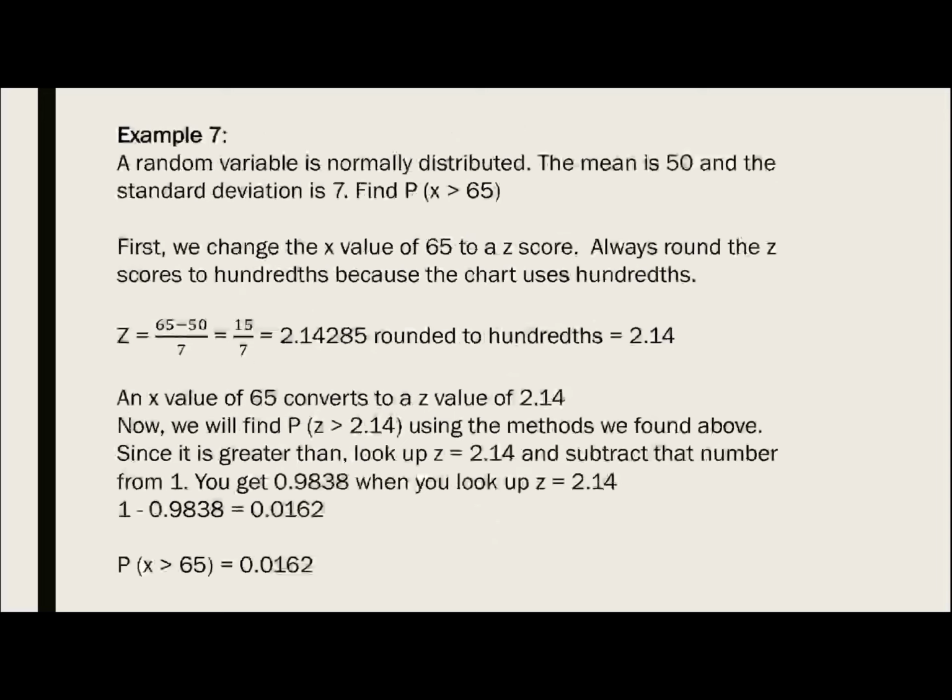Okay, it said to find the probability it was greater than, so we're going to find the probability z is greater than 2.14 using the methods we found before. Since it is greater than, we're going to look up 2.14 and subtract that number from 1. When you look up 2.14, you get 0.9838, and so we're going to take 1 minus that. The greater thans, you always do 1 minus what you get from the chart. We're still using the same chart, the standard normal distribution chart. I would definitely suggest printing it if you haven't already done so.